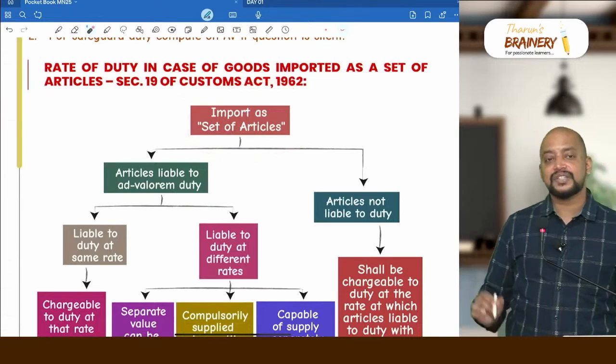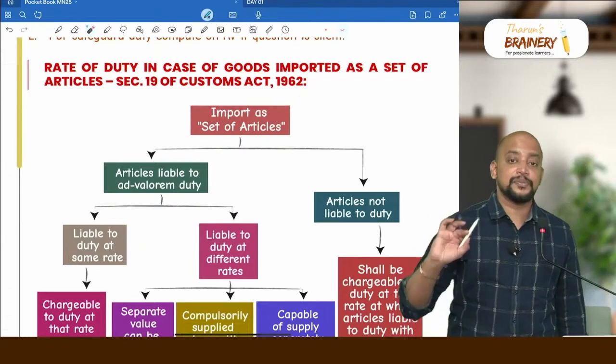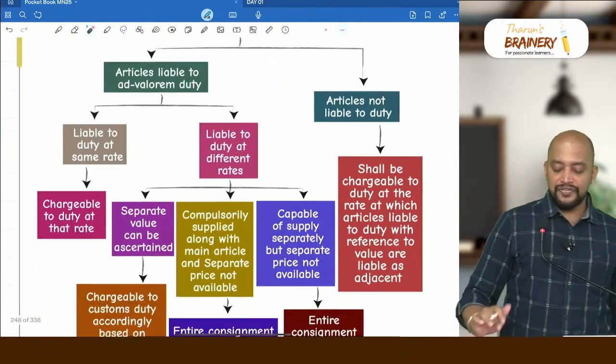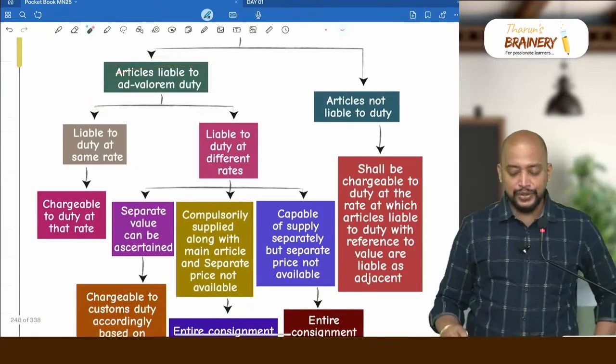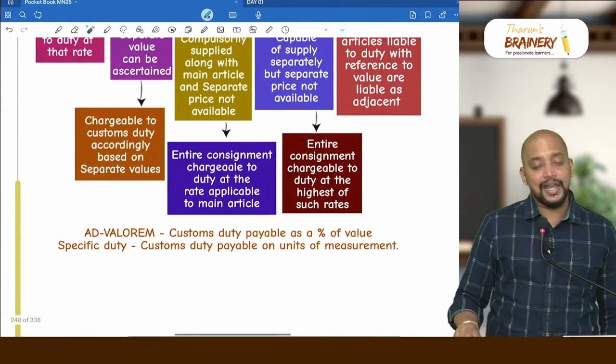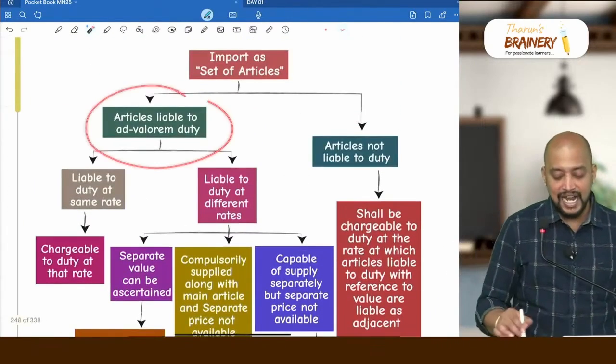Import of a set of articles, first we need to check, and this is section 19 of the Customs Act, not the Customs Tariff Act. This is section 19 of the Customs Act 1962. So if it is an article liable to ad valorem duty, what does ad valorem duty mean? When duty is payable as a percentage of value. I already gave that below. Customs duty payable as a percentage of value is known as ad valorem duty.